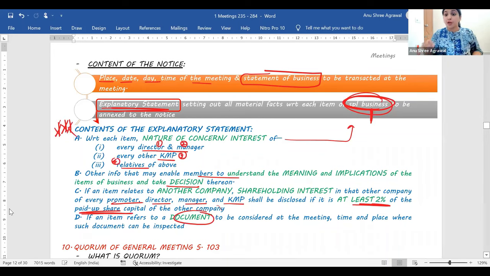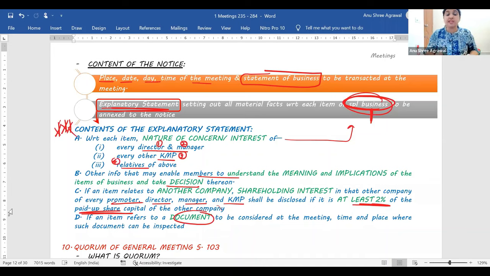Come on, guys. What are the contents of the notice? What do I write in the notice? Number one, place, date, day, time, and agenda. Instead of agenda, statement of business. Number two, explanatory statement. Why do we need an explanatory statement? Only if it is a special business. For ordinary business, I don't need an explanatory statement.